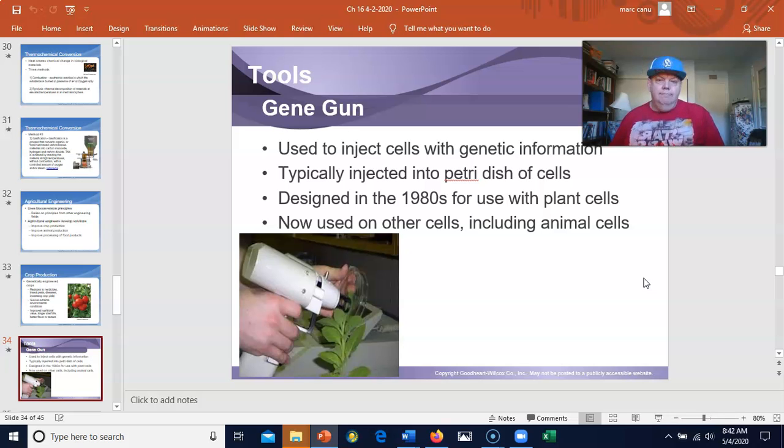Tools, the gene gun. You're injecting cells with genetic information. Typically, it is injected into a petri dish of cells. It was designed in the 1980s for use with plant cells, but now it's used on all kinds of cells. It's been a boon. It's been a benefit to mankind that we can do this, and that has allowed genetic engineering to proceed forward.